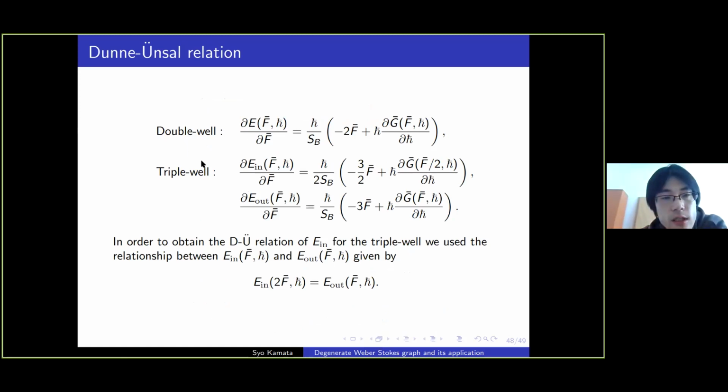But now in the case of the double well, as I said, we have two vacua, meaning that it has two energies. So we can get two relations like this. Here it's the Dunham relation of the inner vacuum. Here it's a relation of the outer vacuum. So this is a kind of extension of the Dunham relation for the SUSY quantum mechanical system.